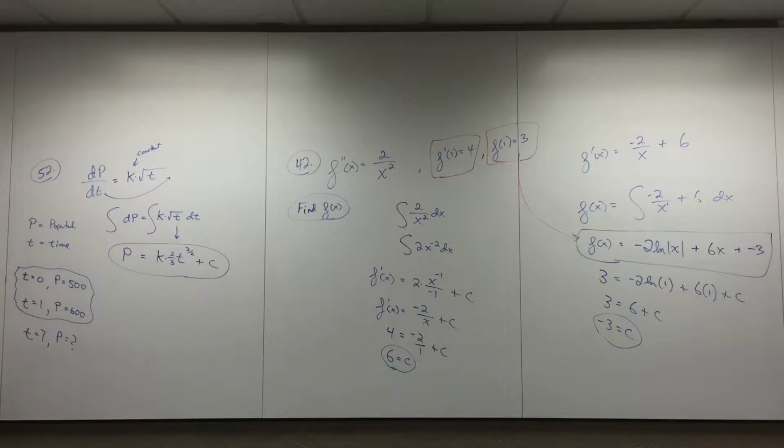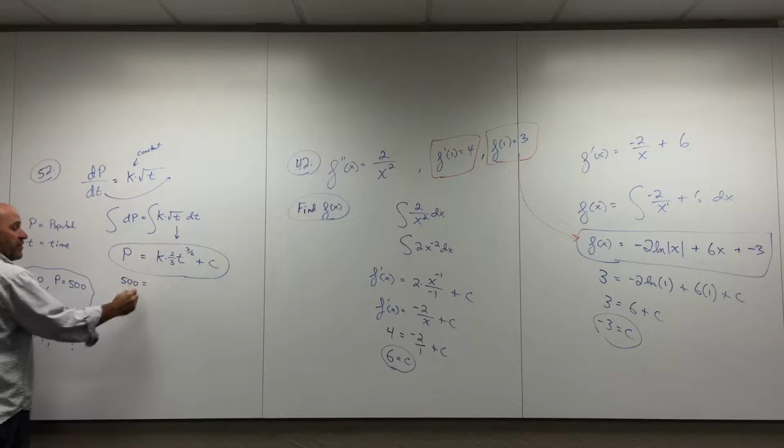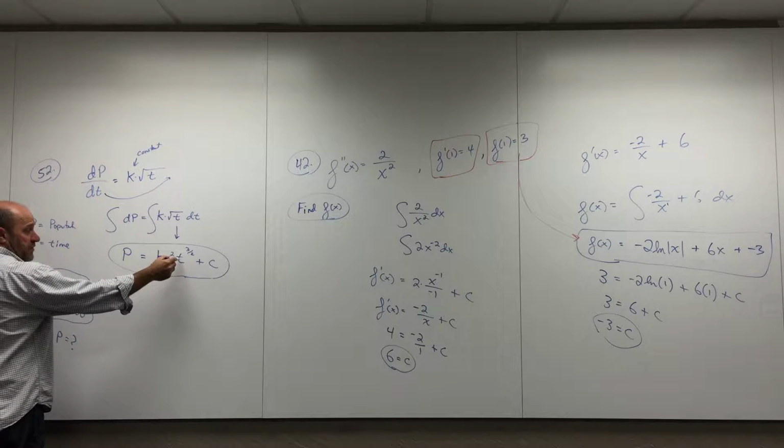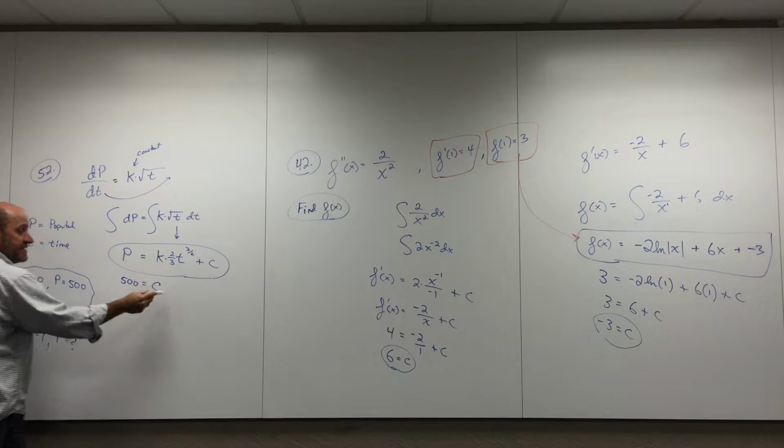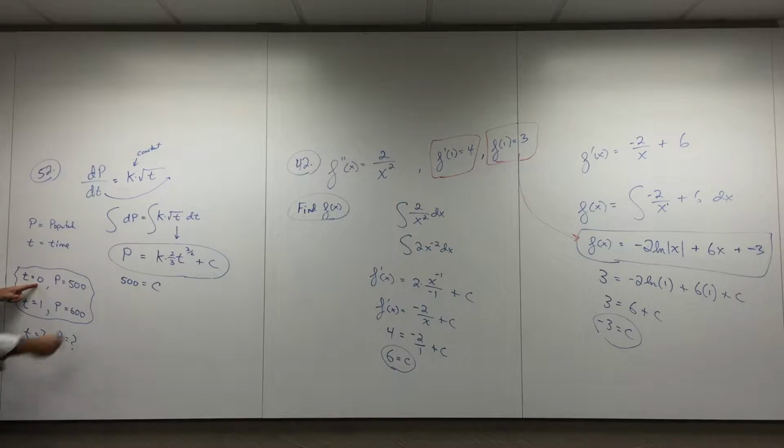Try it. I think one of the easy ones is right here. The 0 is nice. Plugging in a 0, the population is 500 when you plug in a 0 for t. Well, if you plug in a 0 for t, that's a 0. This whole thing's a big 0, and guess what? C is 500. That's awesome.